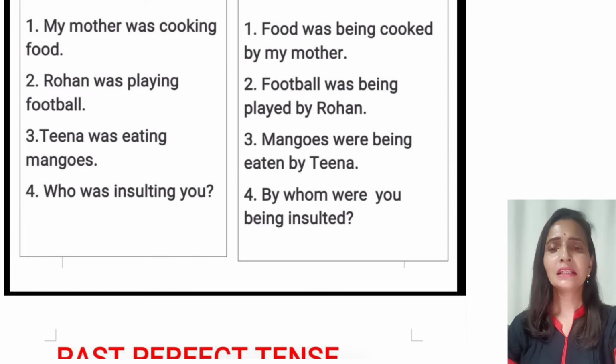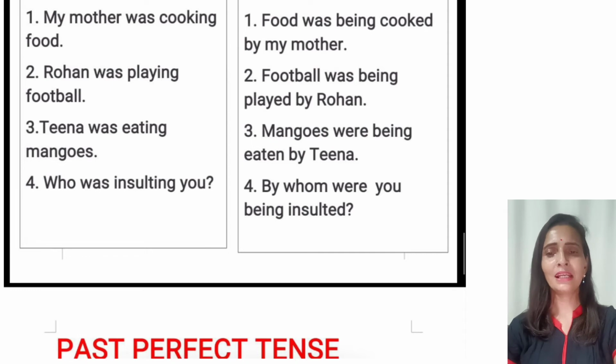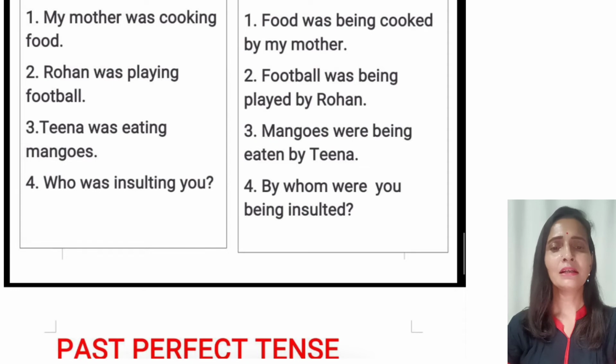Okay, Tina was eating mangoes. What is the object here? So mangoes. Mangoes is the object here. So first of all, we will use mangoes, that is the object. Mangoes is plural, so we will use the plural helping verb, that is were. Mangoes were being. Then we will use the third verb of eat, that is eaten. Mangoes were eaten by Tina.